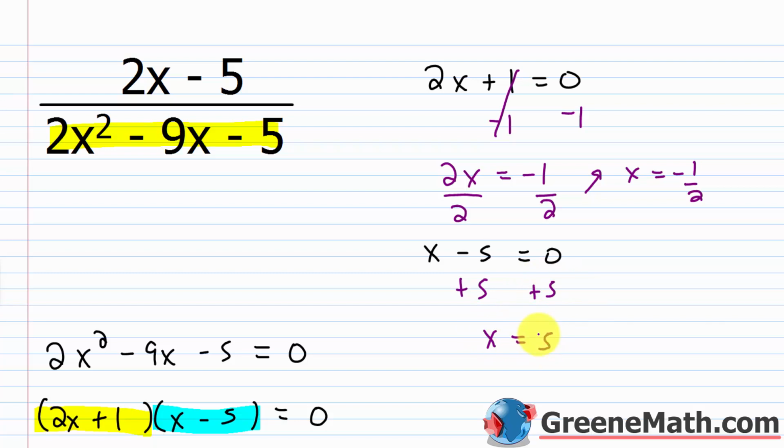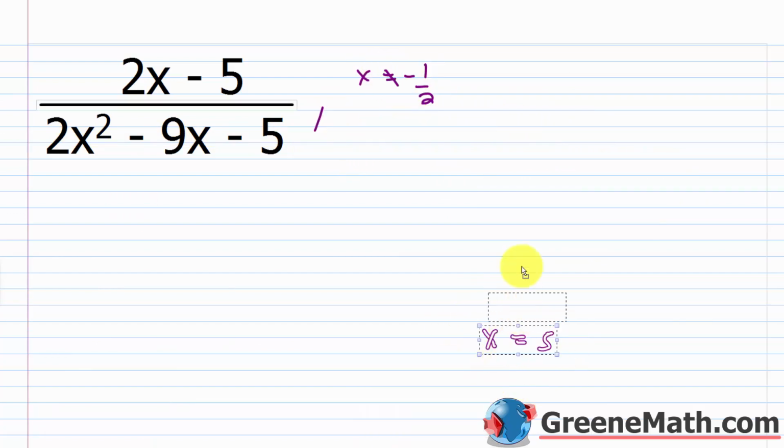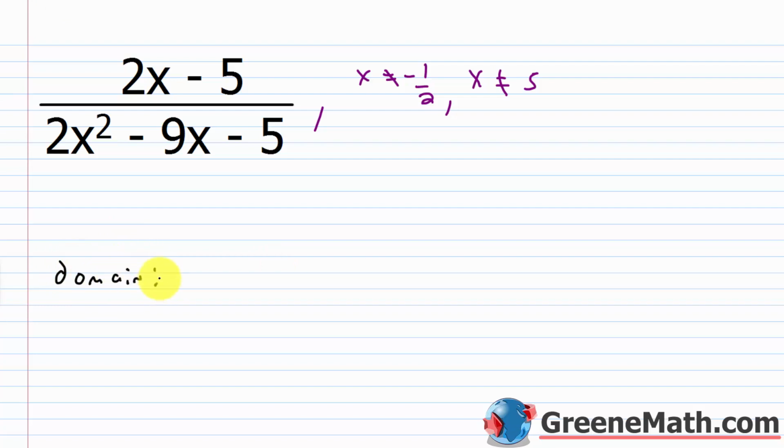So let me erase everything. So we'll say x does not equal -1/2, and also x does not equal 5. So we can again write this using our domain statement. So the domain is the set of all x such that x does not equal -1/2 and 5.